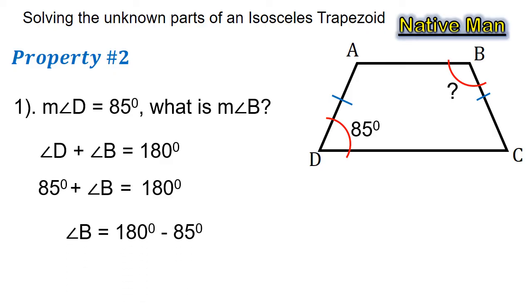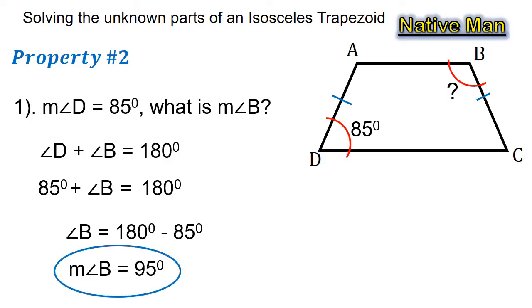So, angle B is equal to 180. Positive po yung 85 sa left. Pag nilipat po sa right, magiging negative. Ano po? So, 180 minus 85 is equal to 95 degrees. So, therefore, the measurement of angle B is equal to 95 degrees.